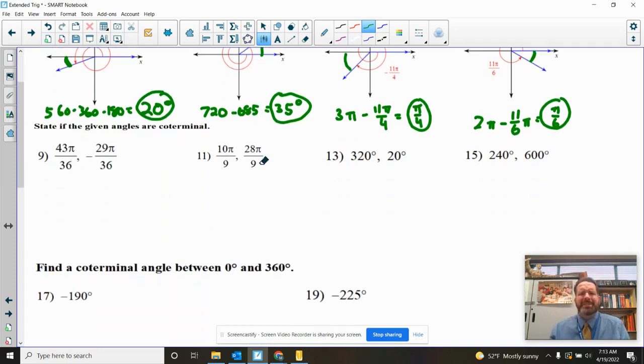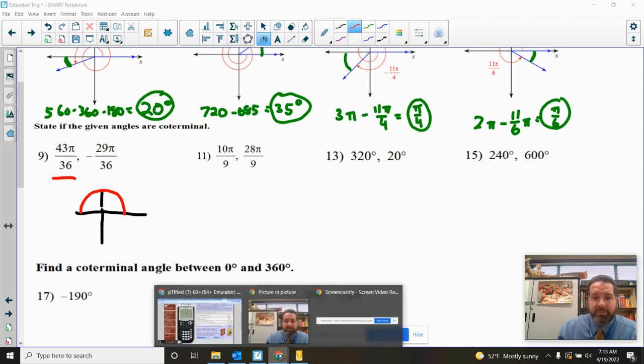Next up, we didn't do any like this in the lesson, so let's just talk about it now. Are these coterminal, meaning do they end at the same spot? There are lots of strategies you can use to figure this out. I think I am just going to figure out where they are and see if they're in the same place. So for example, 43 pi over 36. I'll do this one in red. That's going to be 36 pi over 36 is a half turn. And then 43, what's 43 minus 36?